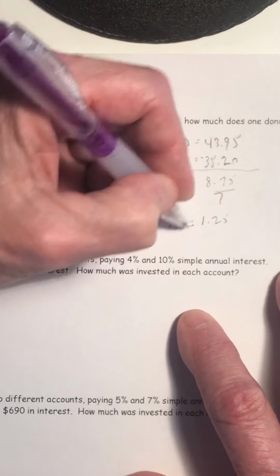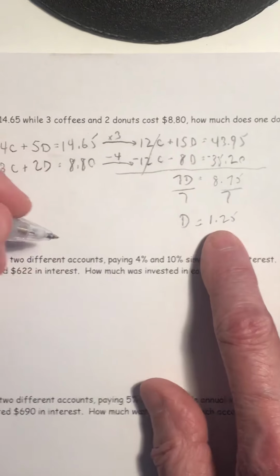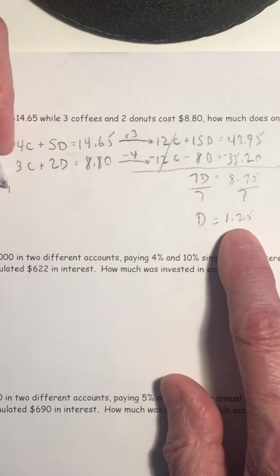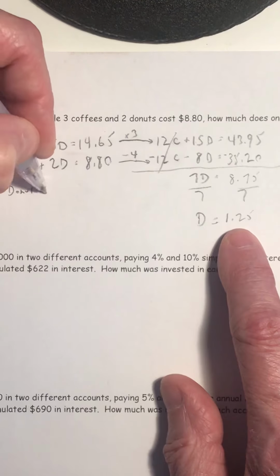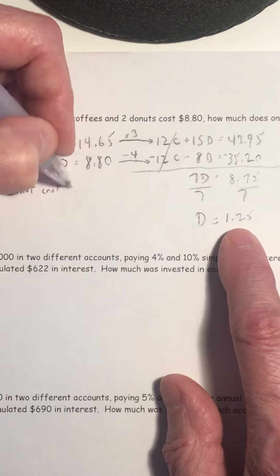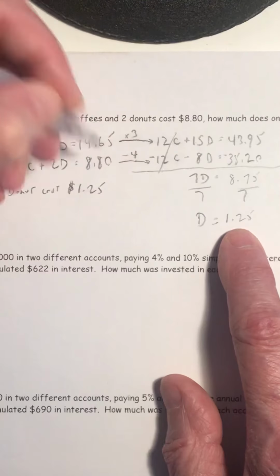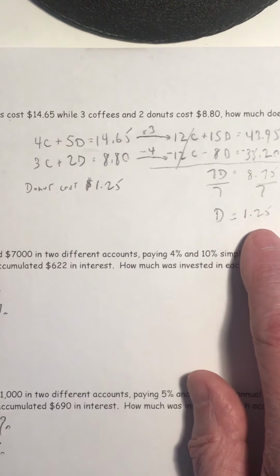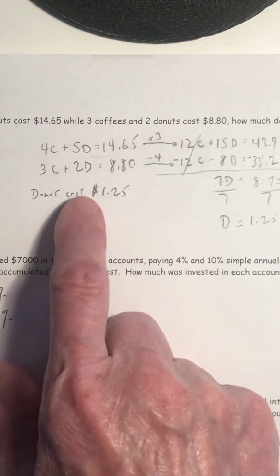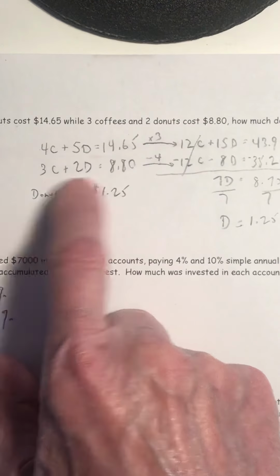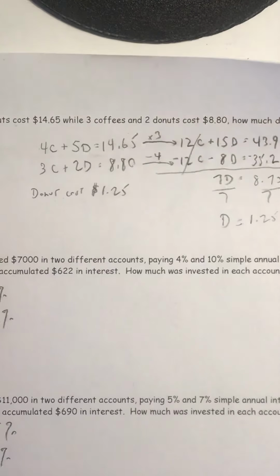What does that mean? That means one donut costs $1.25. If we want the price of a coffee, we just take the cost of one donut, plug it in there, and solve for one coffee. Okay?